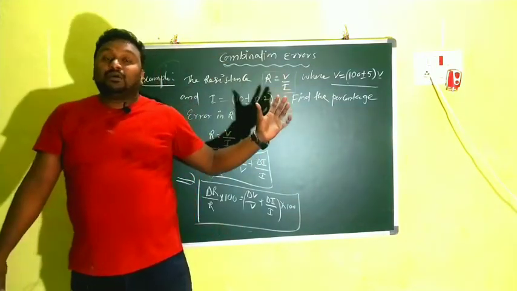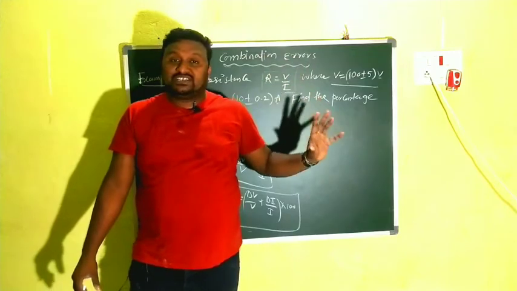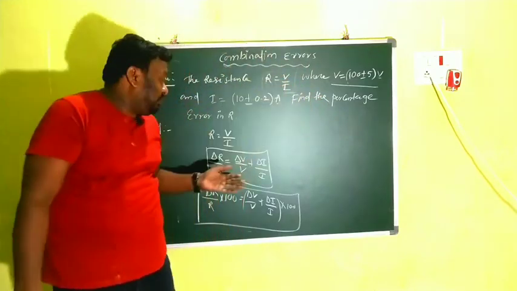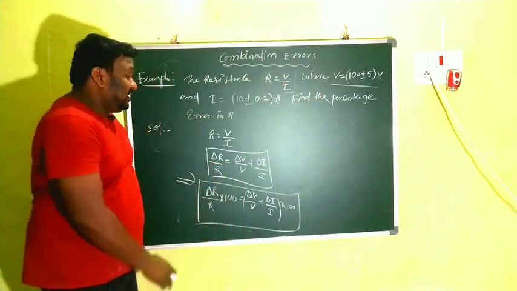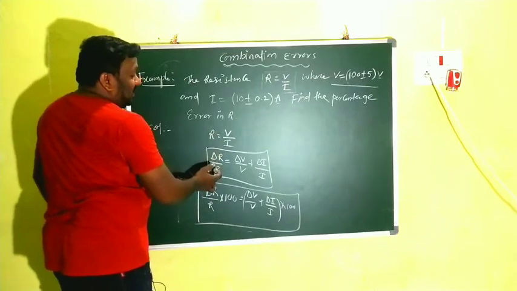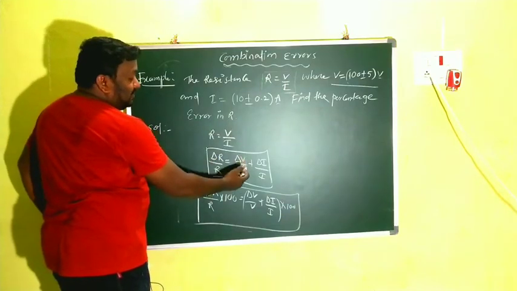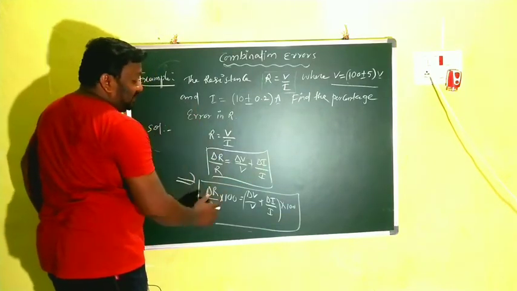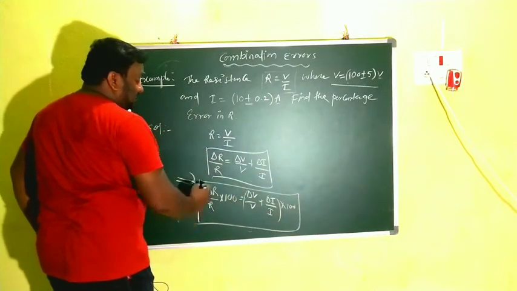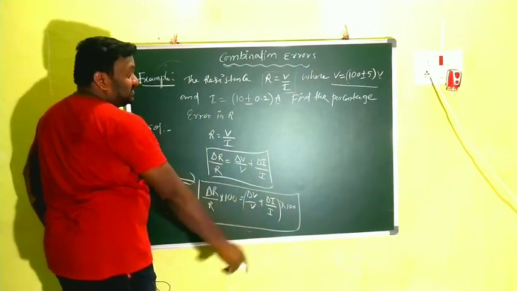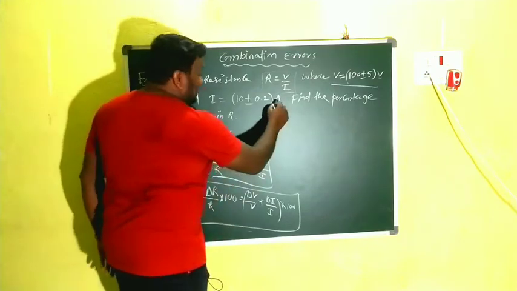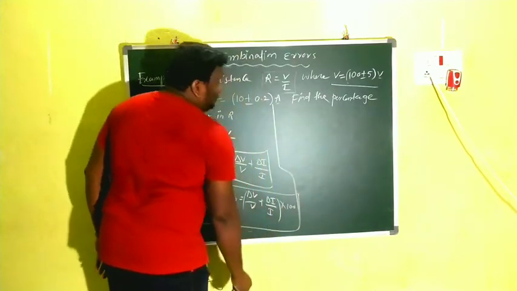So the given problem involves division. For division we have a formula like this. This is the formula for relative error: delta R by R is equal to delta V by V plus delta I by I. And if you want to get the percent of error, we just have to multiply both sides by 100. Clear, children?